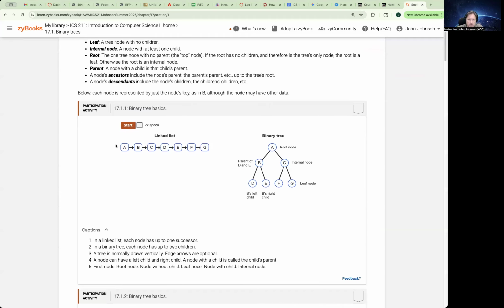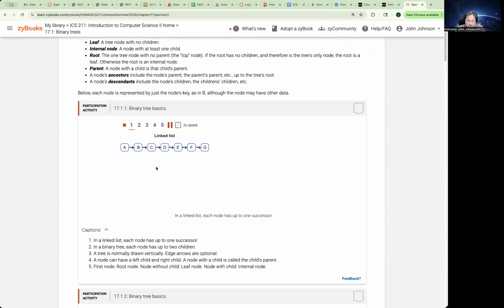So we're looking here at the participation activity. It's going to show us linked list versus binary tree. It says here that in a linked list, each node has up to one successor. In other words, A only has B after it, B only has C after it, D only has E after it. When we look at a binary tree, each node has up to two children. You look over here, A has C and B, then B has E and D, C over here has G and F, and then D and E and F and G, they have no children.